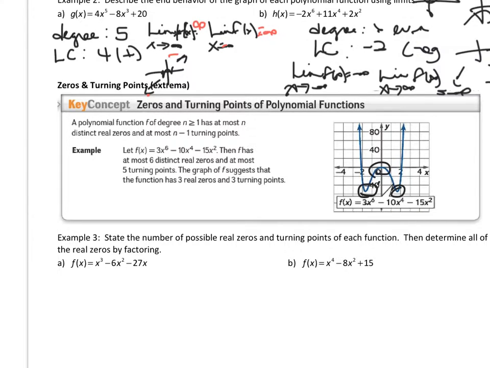Okay, so example 3, it says state the number of possible zeros and turning points and then determine what the actual zeros are. So this guy's degree is 3. So that means he must have at most 3 real roots. And then it must have at most two turning points.